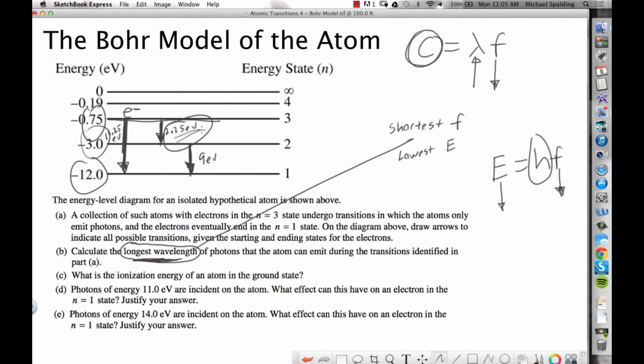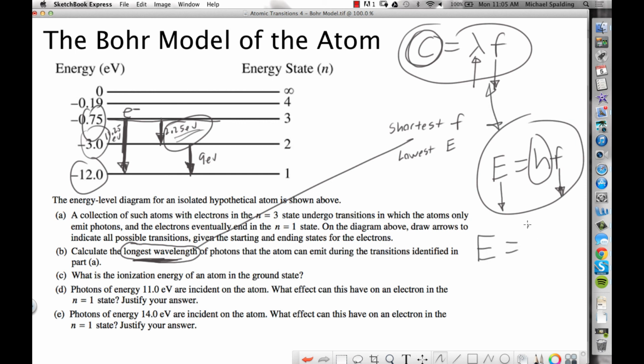Now, how do you get wavelength from 2.25 electron volts? Well, combine these two equations together. I showed you this already. What do you get? E equals hc over wavelength. So wavelength is going to be hc over E. hc is a given, it's on the data table. Take your hc, divided by 2.25 electron volts, and that'll come out as wavelength.